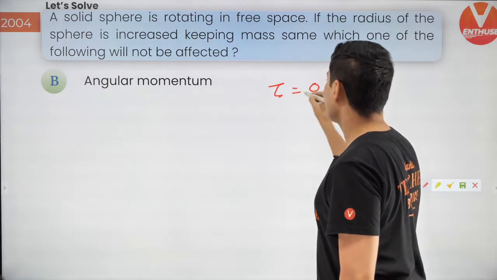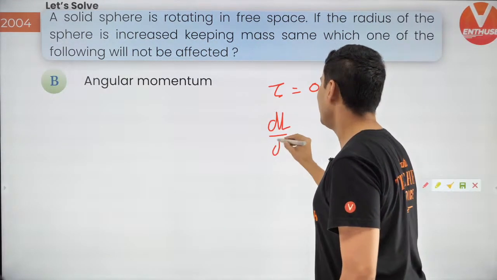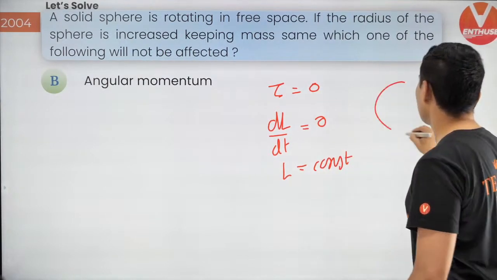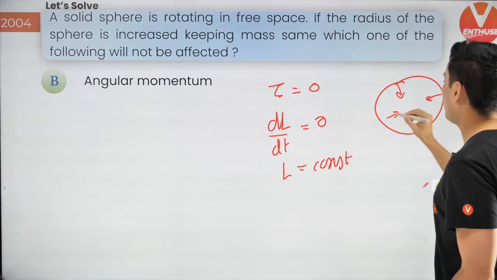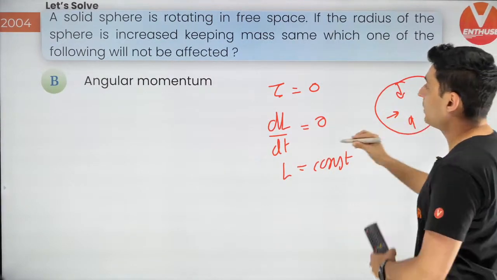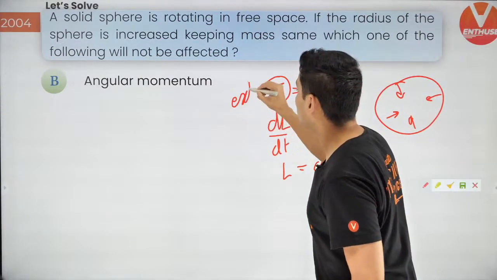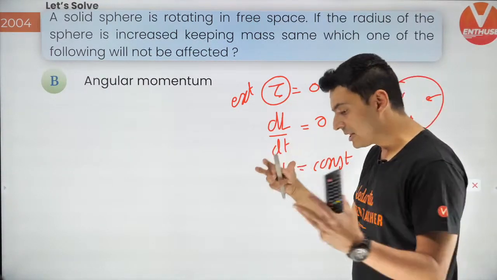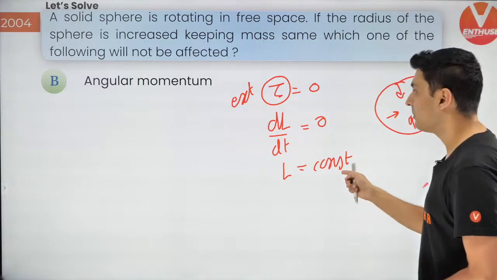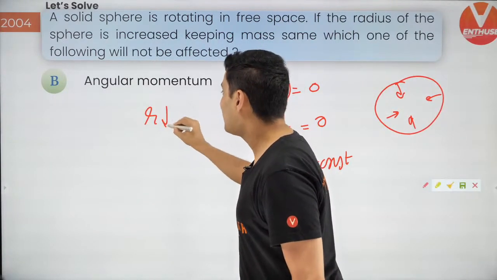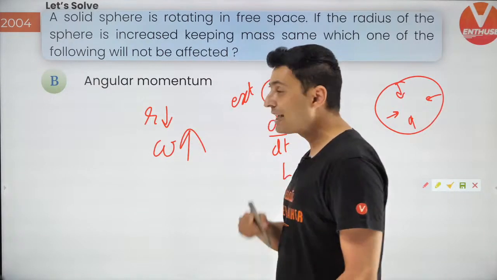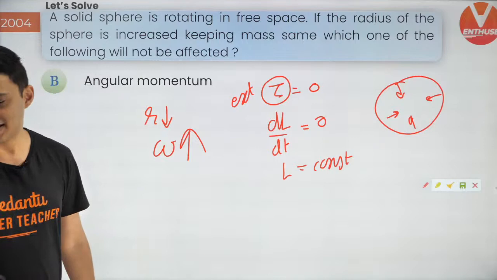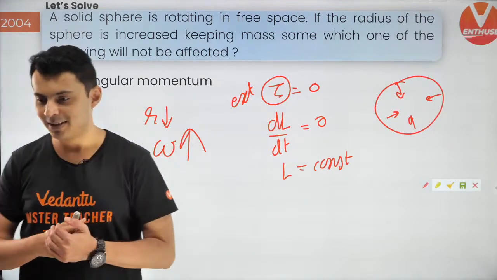If torque is zero, then dL by dt is zero. That means L is constant. Now, if the radius shrinks on its own, there is no torque acting on it. Please understand, this is external torque, not internal. So it might shrink on its own. So angular momentum will remain constant. So if r decreases, in fact, angular velocity will increase to preserve the angular momentum. Keep this in mind. Very good.